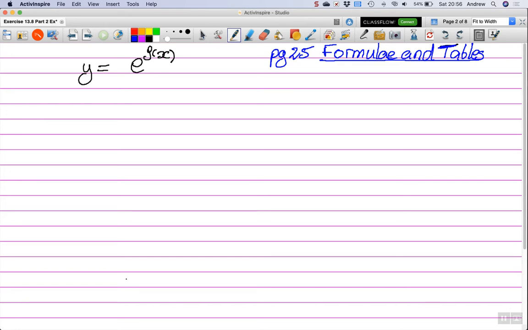The first thing we've got to do is look at what the formula says on page 25 of the Formula and Tables book, and it says if we've got y is equal to e to the x, when we differentiate an e function, it does not change.